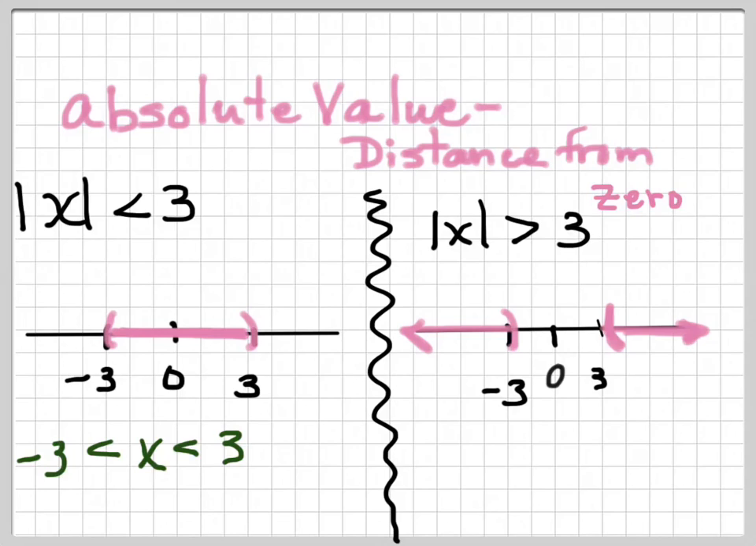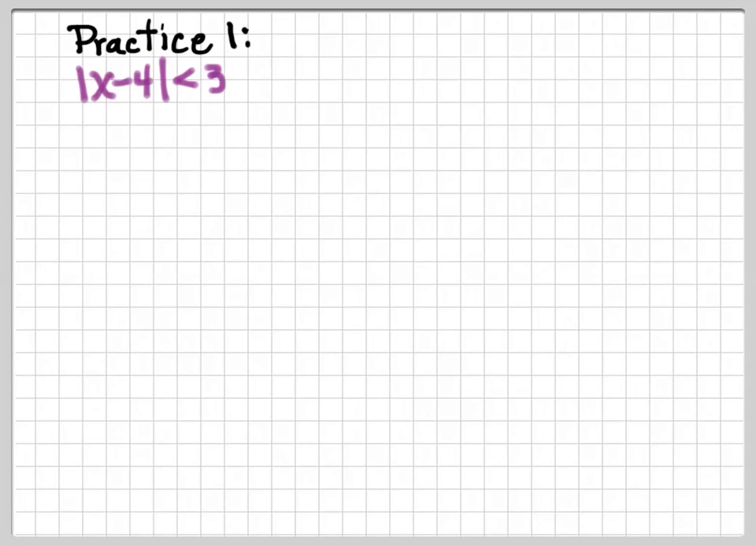This is going to be in interval notation, or inequality notation. -3 is less than x is less than 3. Over here it's going to be x is less than -3 or x is greater than 3. And I hope you remember that from your Algebra 1 and Algebra 2. Okay, let's do some practice.